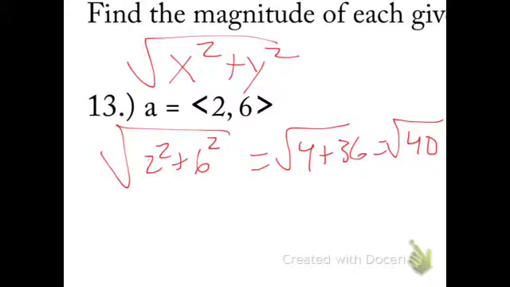And it does ask you to simplify, which, depending on who you talk to, can mean all sorts of things. I feel like that is plenty simplified, but if you're really looking to simplify things, if you're wanting some decimal approximation, I guess you could do that. Square root of 40 is about 6.3.